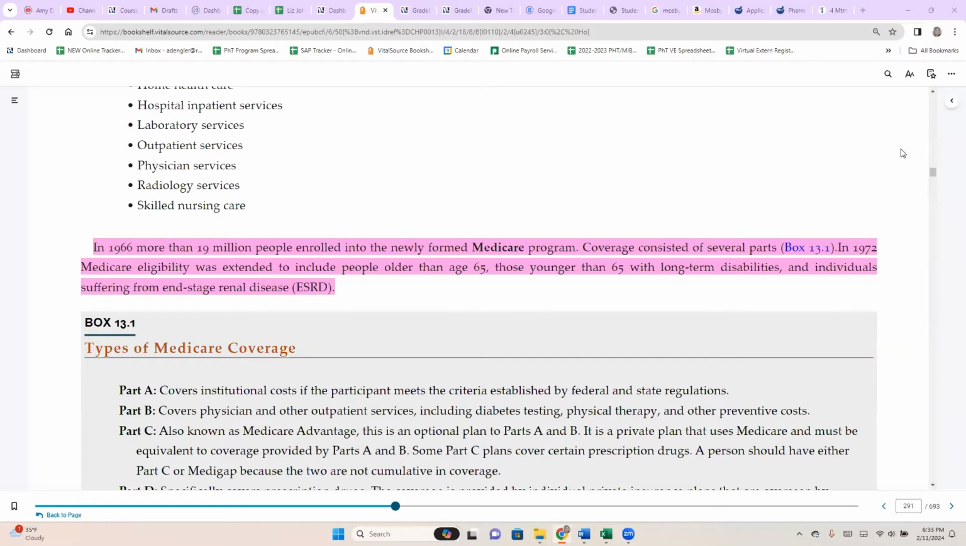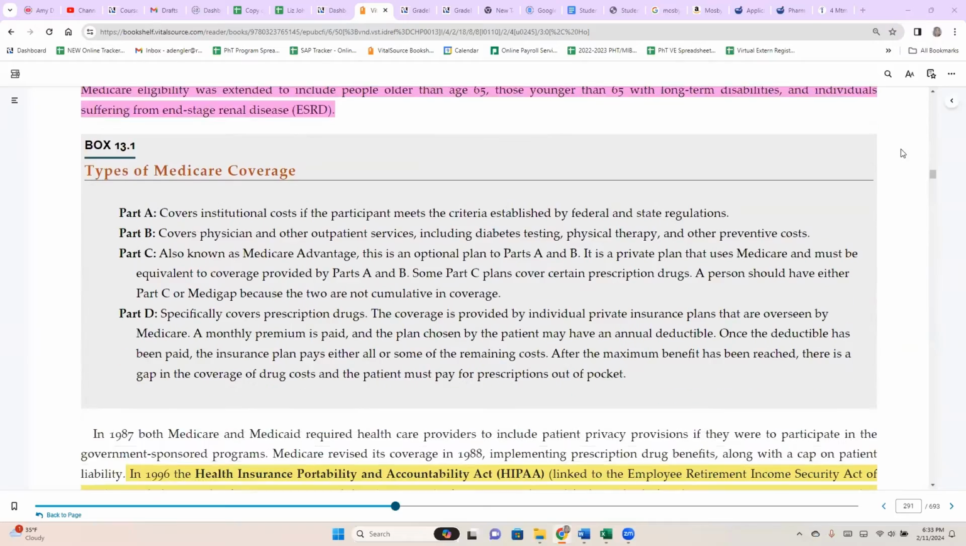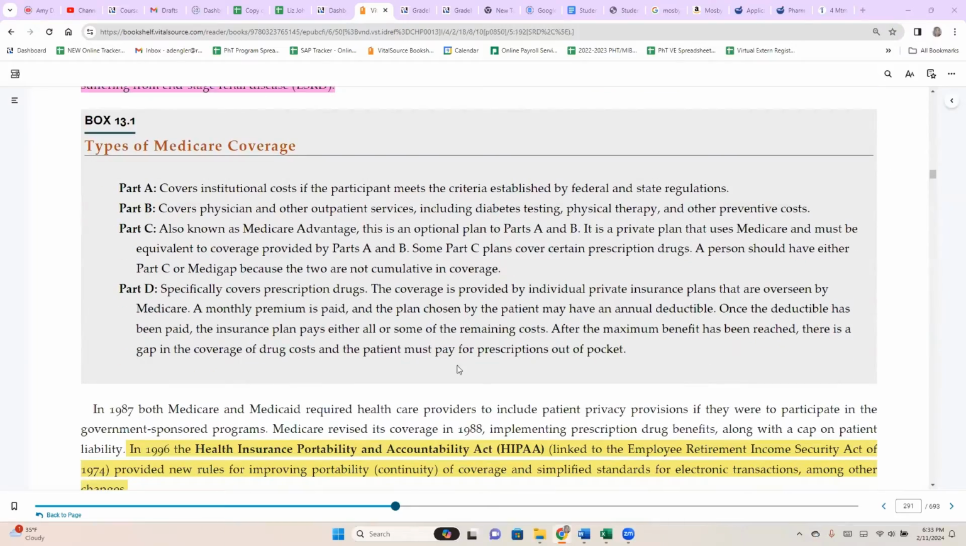In 1966, more than 19 million people enrolled in the newly formed Medicare program. Coverage consisted of several parts. In 1972, Medicare eligibility was extended to include people older than age 65, those younger than 65 with long term disabilities, and individuals suffering from end stage renal disease. So here's just a little more on the different types of coverage.